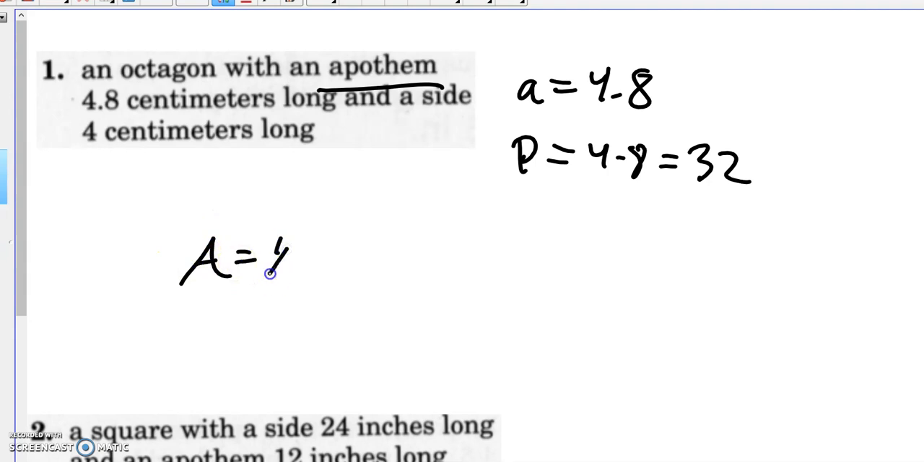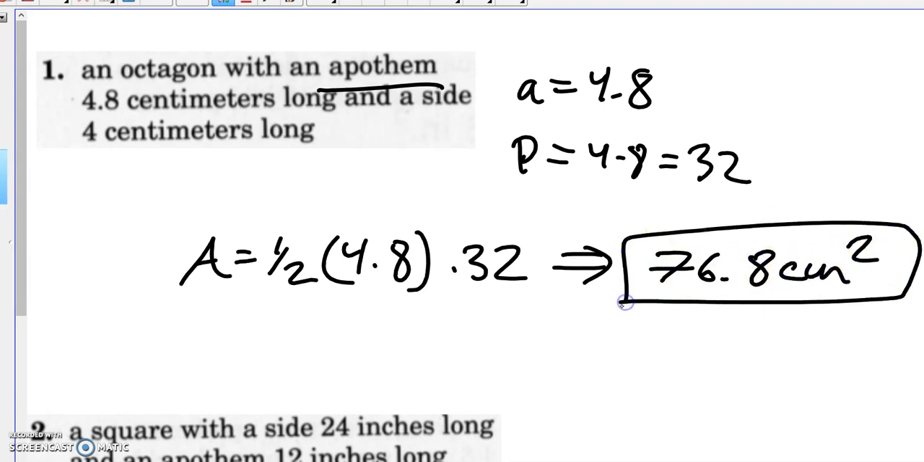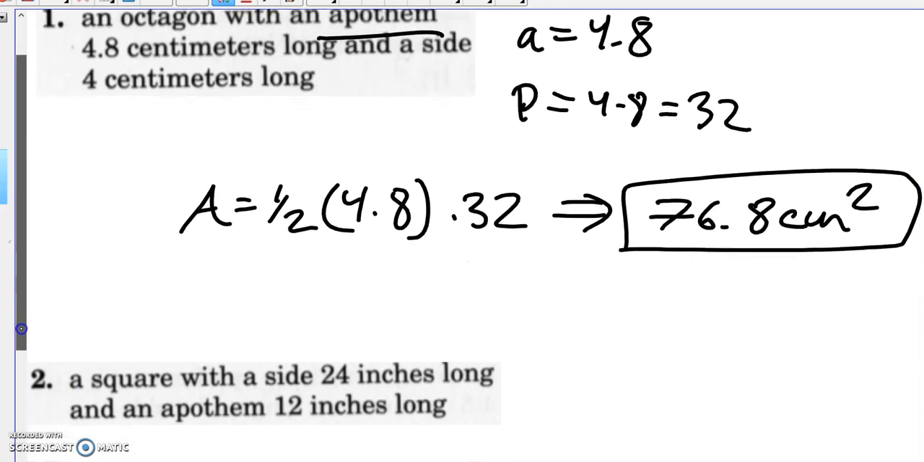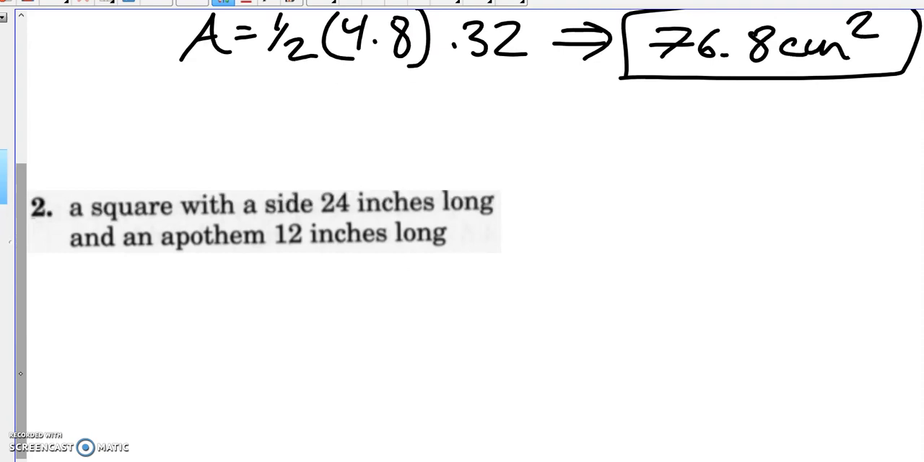My area will be 1/2 apothem times perimeter. So it'll therefore be 76.8, talking area, so it's units squared. Okay, let's take a look at one more example. A square with side 24 inches long and an apothem 12 inches long.